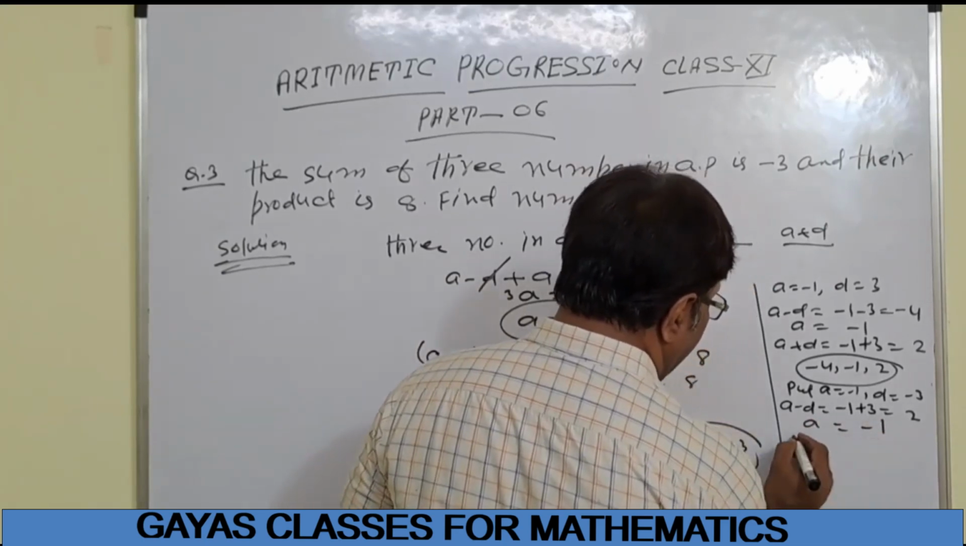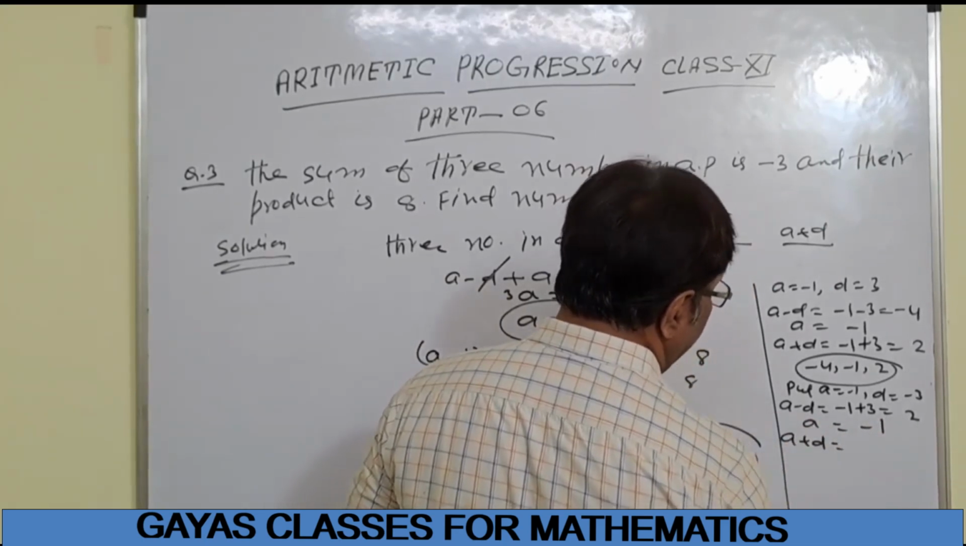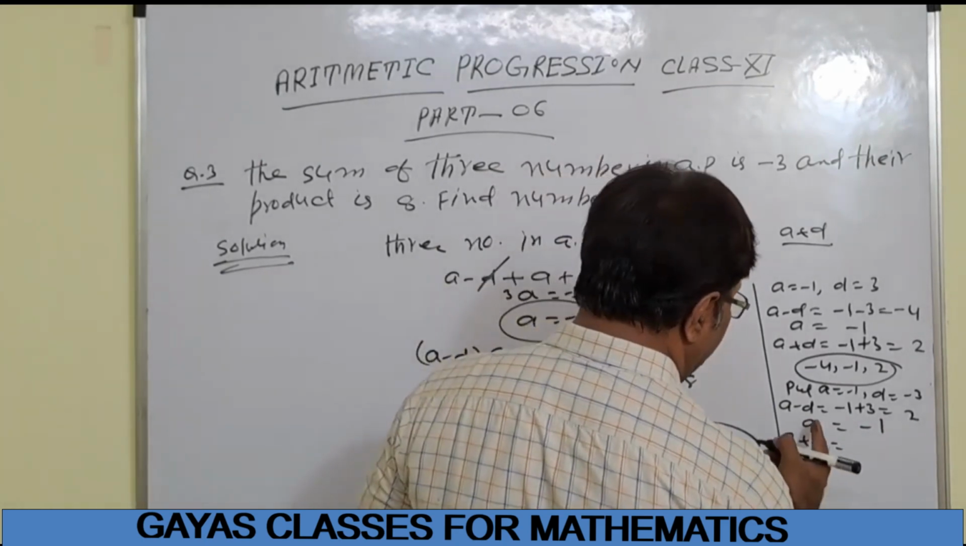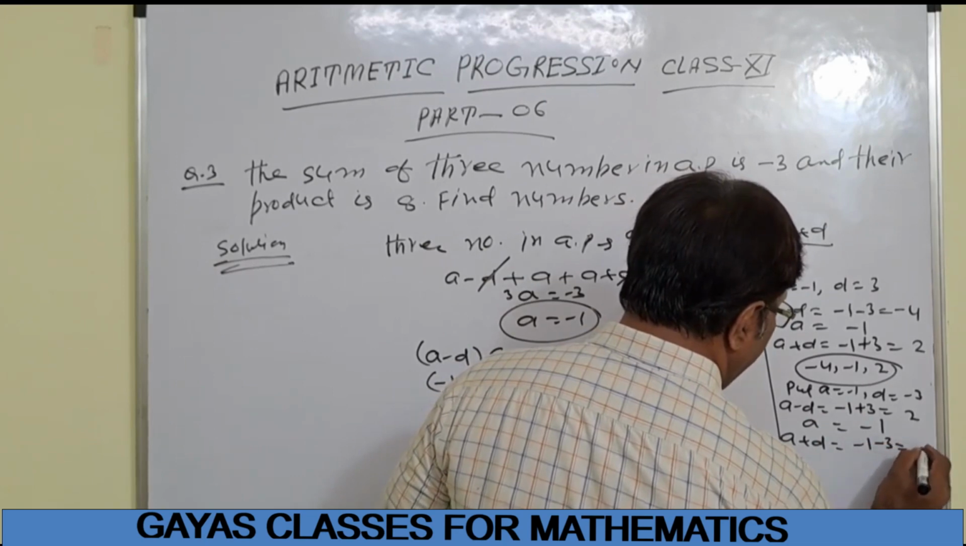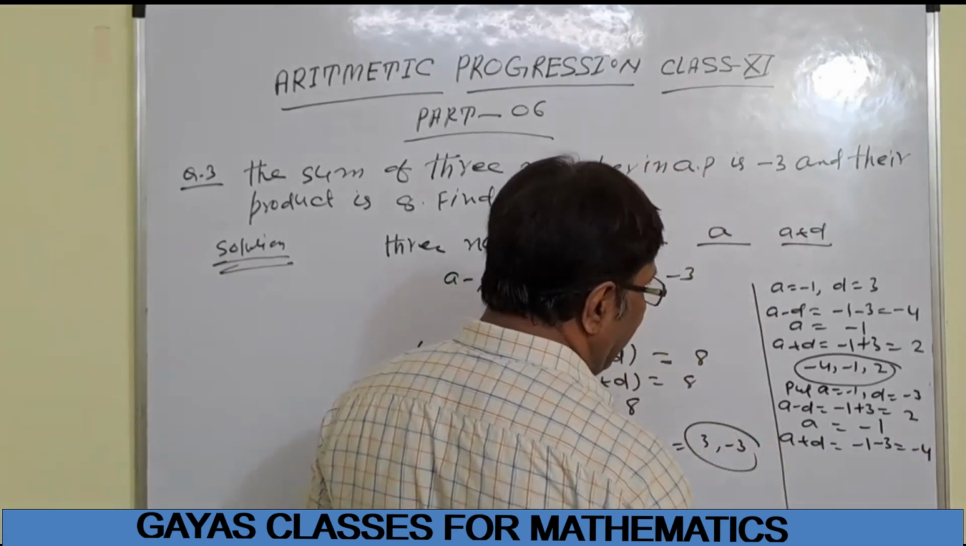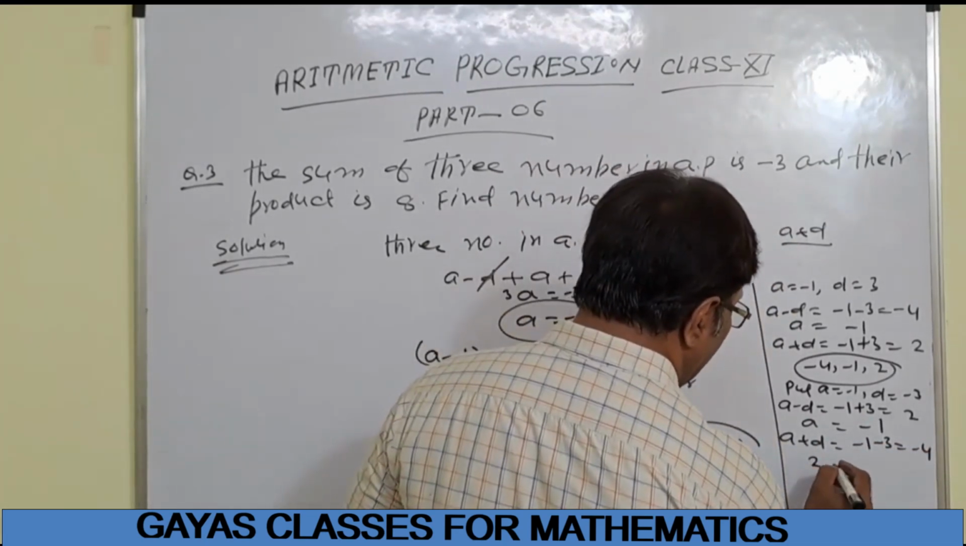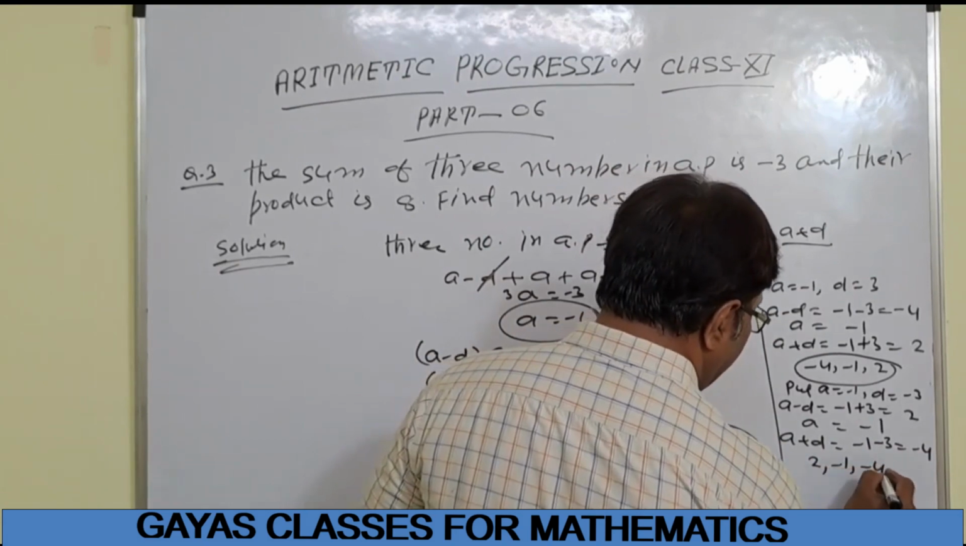Minus 1. And next number is what? A plus D. So A is what here? Minus 1, and D is what here? Minus 3. You will get minus 4. So our numbers will be 2, minus 1 and minus 4.